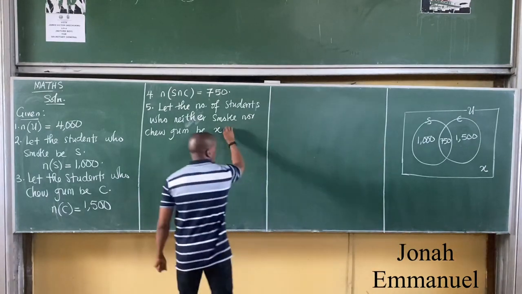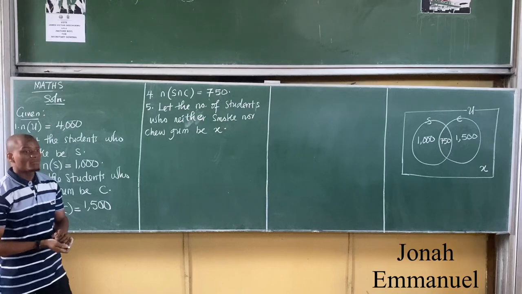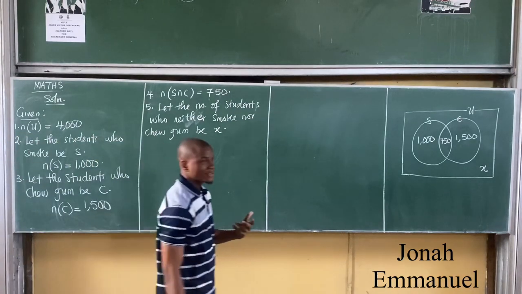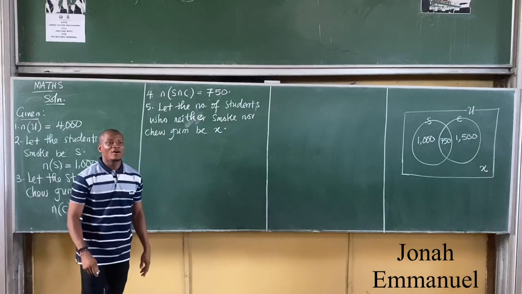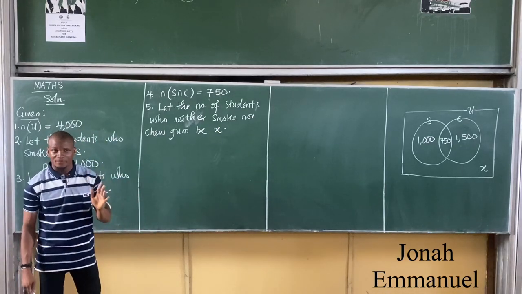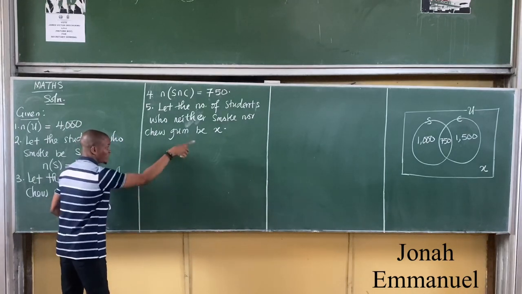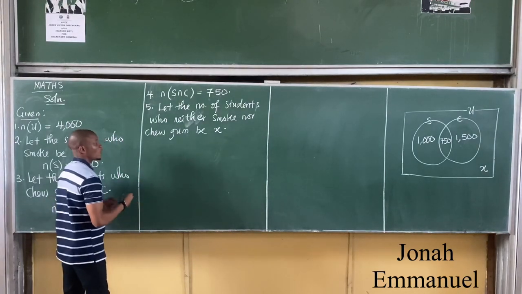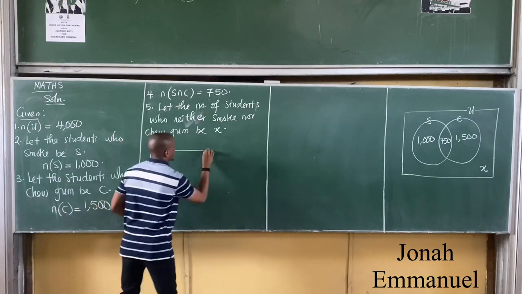After your model diagram, what next? After the model diagram, which is this, what next? You now draw the real diagram. Now, what's the real diagram? What does it look like? Look at this. So this is my model diagram for my question. Now, what does my real diagram look like? The same thing. I'm drawing the same thing.